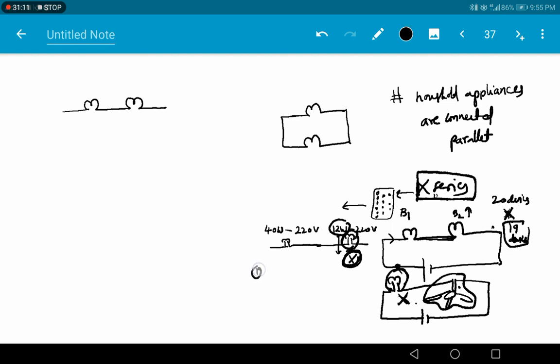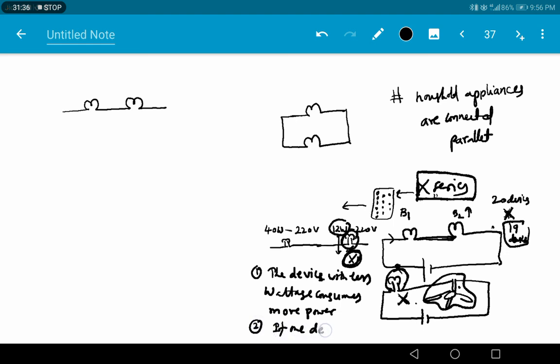One is what? The device with less wattage consumes more power. Okay? And the second drawback is what? If one device fails to work, the rest also fail. So these are the drawbacks of series combination of appliances.